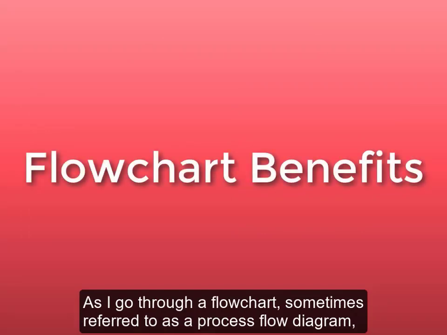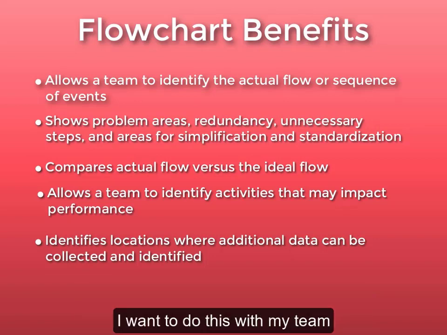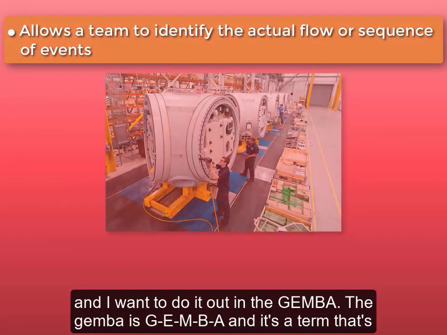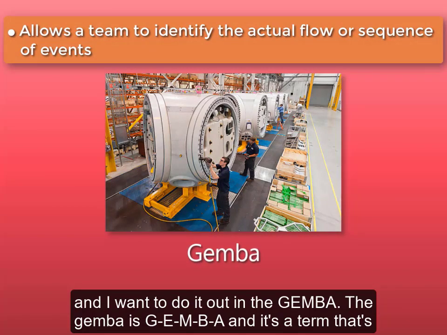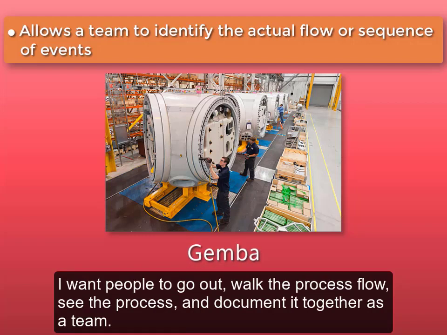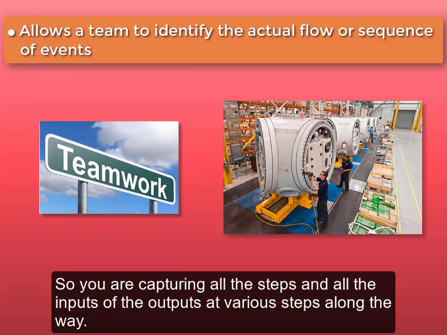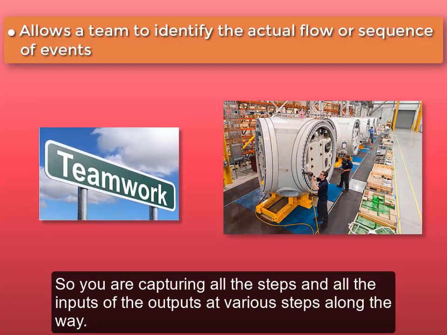So as I go through a flowchart, sometimes referred to as a process flow diagram, I want to do this with my team, and I want to do it out in the gemba. The gemba is a lean term that represents where the actual work is happening. I want people to go out, walk the process flow, see the process, and document it together as a team. And so you're capturing all the steps and all the inputs and the outputs at various steps along the way.